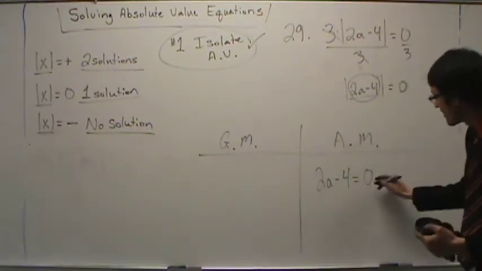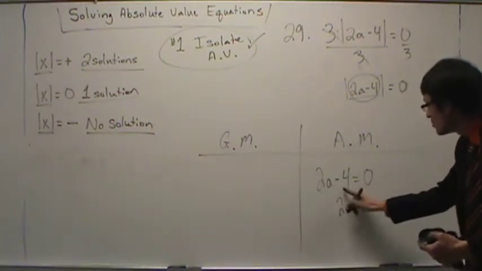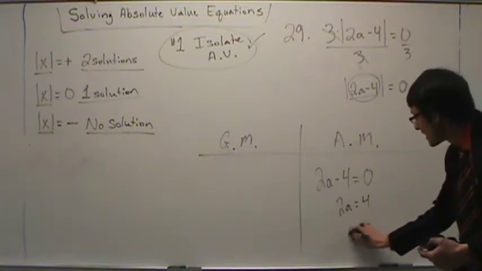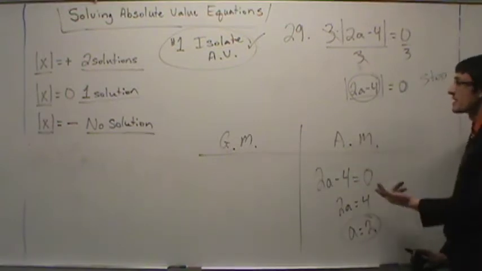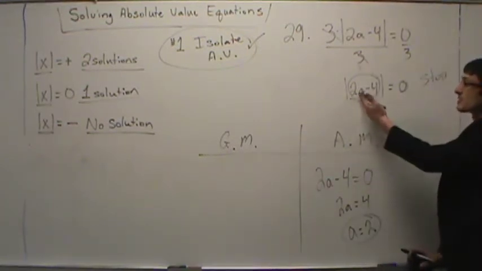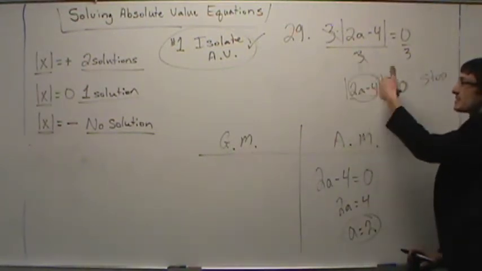Now solve, add 4. We get 2a equals 4, divided by 2. A equals what? A equals 2. One solution. What solution makes this true? The number 2. We can plug it back in. 2 times 2 is 4. 4 minus 4 is 0. The absolute value of 0 is 0.